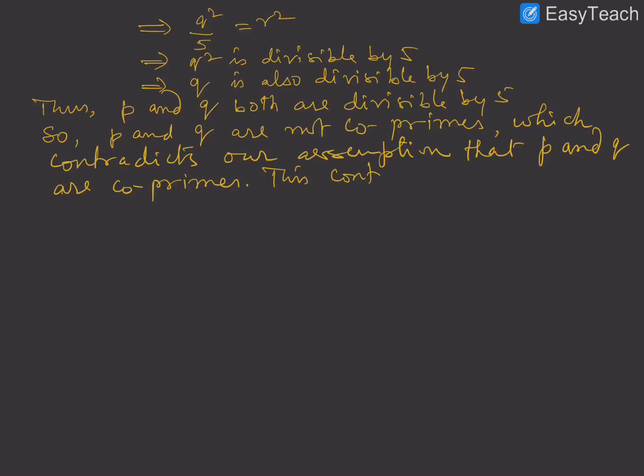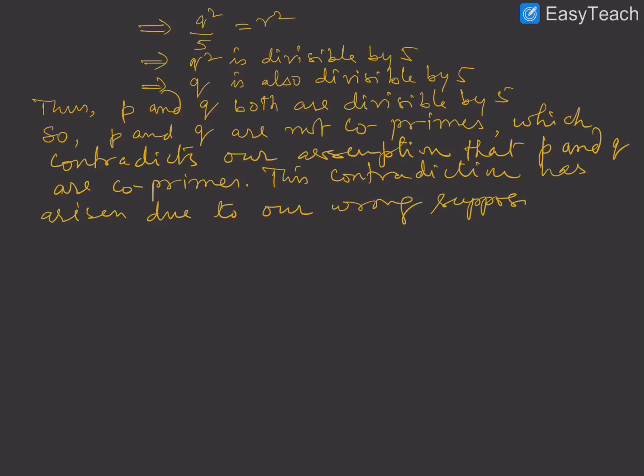This contradiction has arisen due to our wrong supposition. And therefore, under root 5 is irrational.